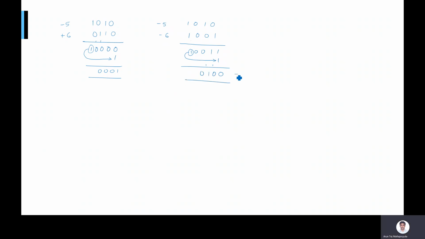Right? What is this value? This is a positive number, obviously, and this value is equal to +4. So this is a wrong one. Okay, because your answer should be -11, and you are getting an overflow, right? Because the result is positive, and both the numbers are negative. So this is how you have to look for overflow, and you have to detect whenever an overflow occurs.